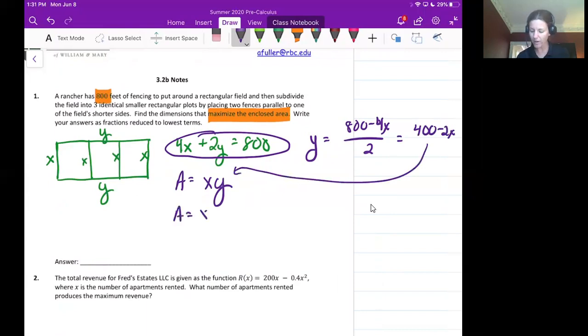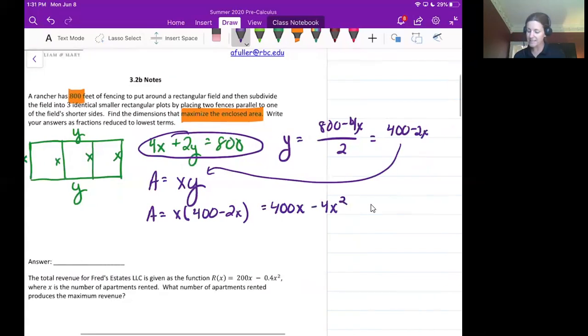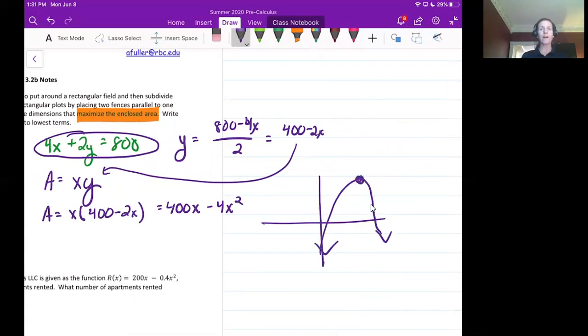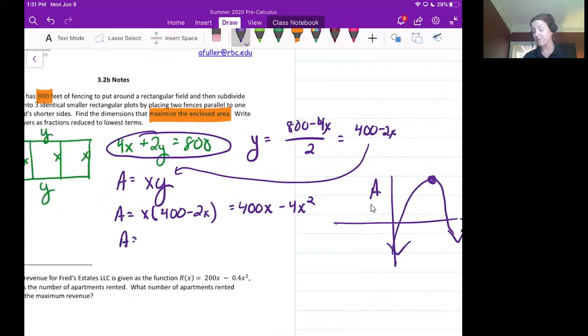So notice I end up with area equals x times 400 minus 2x. I can multiply and I get 400x minus 4x squared, which is a quadratic. This is a downward pointing quadratic, and we don't even really care where it is necessarily. We know it's going to look like that, but notice where the maximum is. This is area, and this is x. The maximum or minimum is always going to occur at the vertex. If we can find the vertex, we know where the maximum occurs.